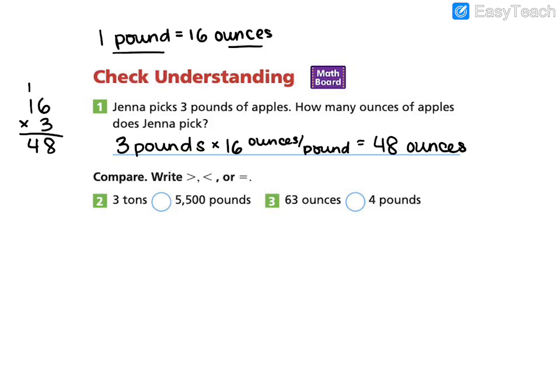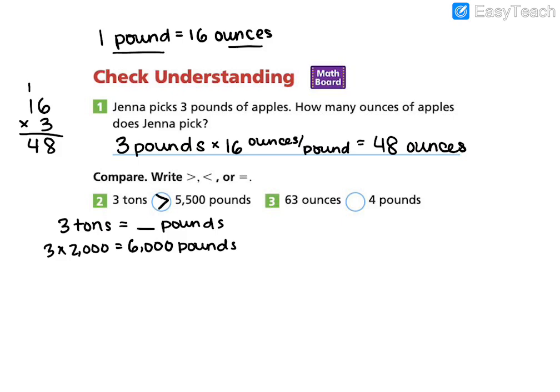Right, now let's take a look at number 2. We have 3 tons and 5,500 pounds. So we want to see how many pounds are in 3 tons. If you remember from our elephant problem, there are 2,000 pounds in 1 ton. You can also look at your chart above to see that 3 tons is equal to 6,000 pounds. So since 6,000 pounds is greater than 5,500 pounds, 3 tons is greater than 5,500 pounds.